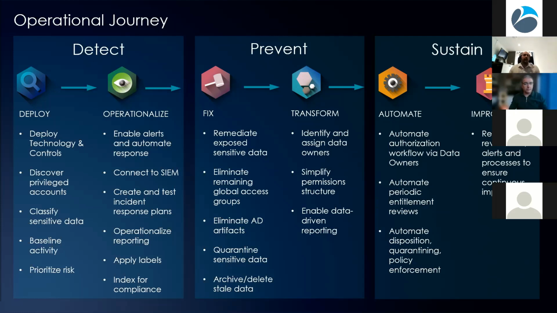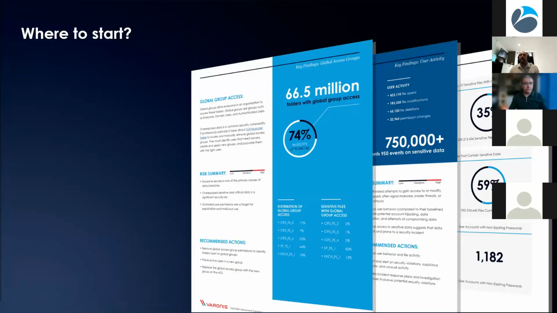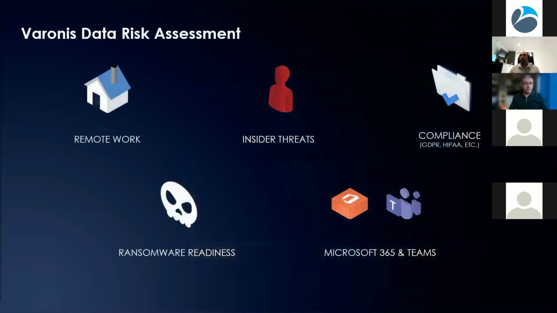And where do we start with all of that? From our standpoint, it's a data risk assessment. I've mentioned it a few times throughout the session. Ultimately, DRA, data risk assessment, think of it as a POC. We'll set up the software in your environment, and we'll run through these particular use cases. So we'll look at your remote workers, any insider threats, your compliance, your ransomware readiness checks, looking at your Office 365 estate, etc.